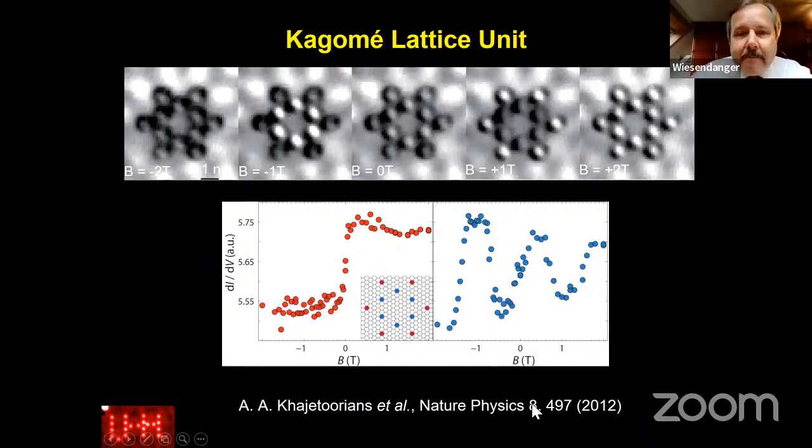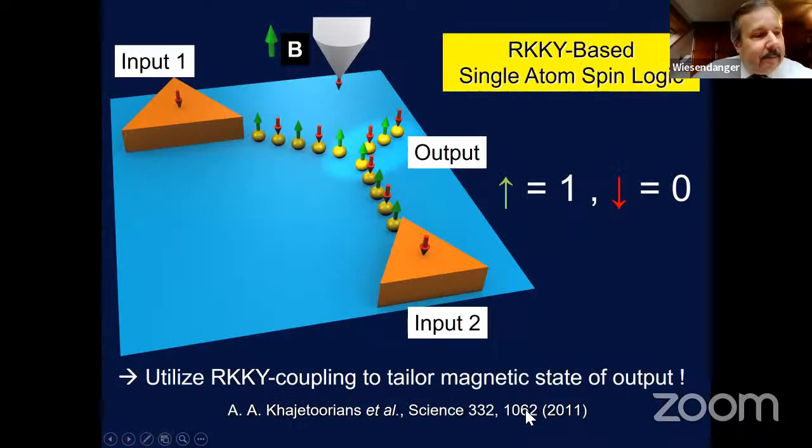Please have a look at this publication. In the end, because I'm running out of time, let me discuss ultimately this example of the first demonstration of an atomic scale spin logic device demonstrated by Alex Khachaturian, who was for 6 years postdoc in my group. Now he is full professor in Nijmegen, as you might know.